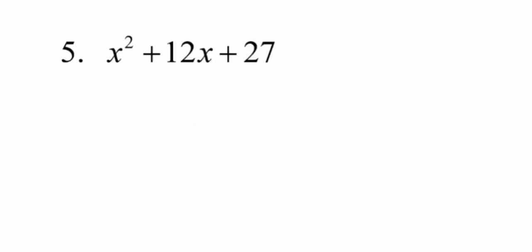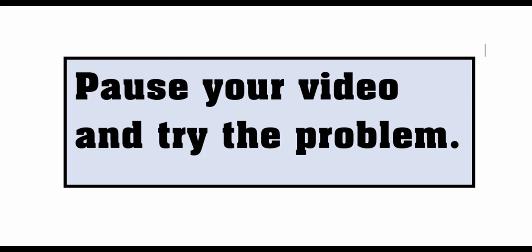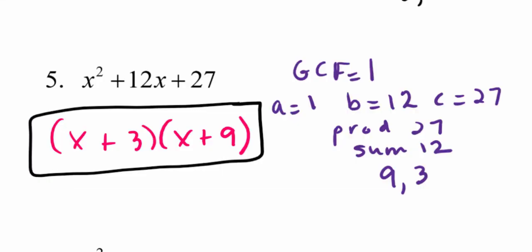Now let's look at number 5, and I'm actually going to have you take a try at this one. So I'm going to ask you to read through it, x squared plus 12x plus 27. Take a couple of minutes to write down what you think is the answer. Pause the video for a minute. Okay, so here's my answer. X plus 3 times x plus 9.